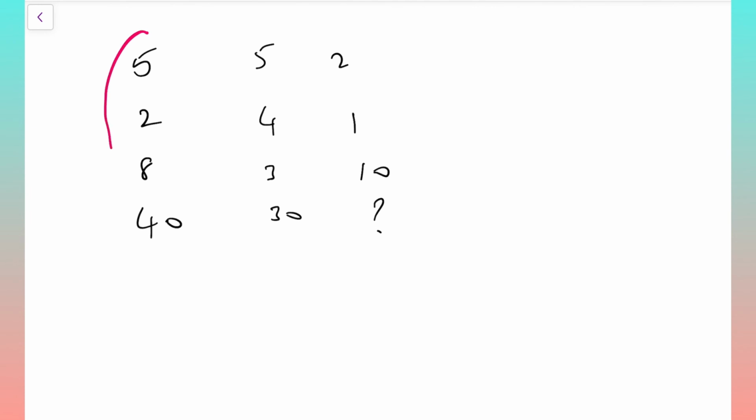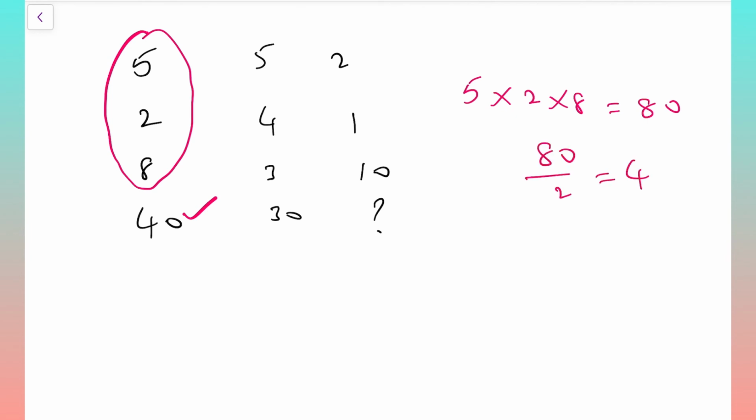Okay, let's move to the next question then. 5, 2, 8, 40. 5, 2, 4, 1, 3, 10, 30, question mark. Now if you observe the first column, the first three numbers are smaller and the last number is bigger. So definitely multiplication only. That is 5 into 2 into 8. 5 2s are 10, 10 8s are 80. What is the relation between this 80 and 40? It is half. So 80 half is 40.